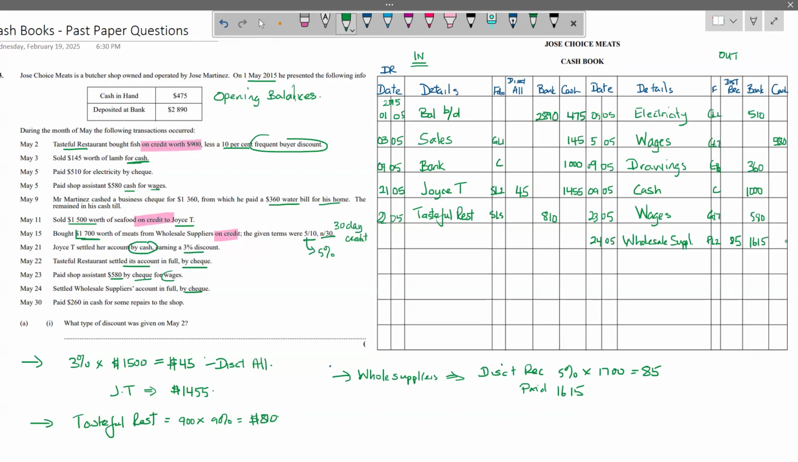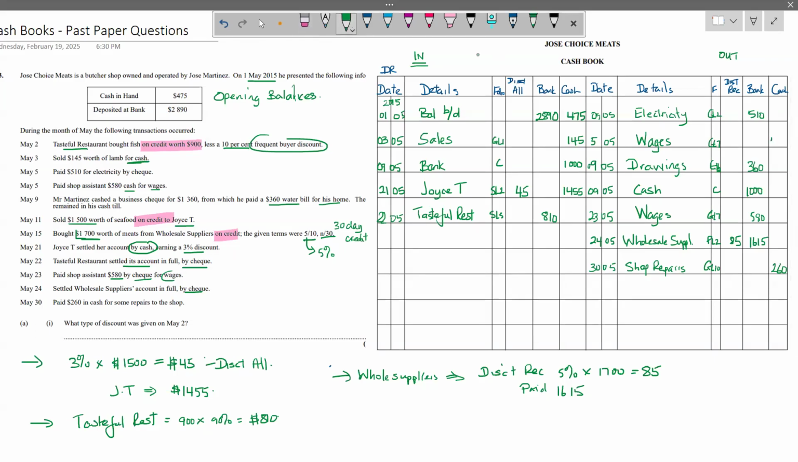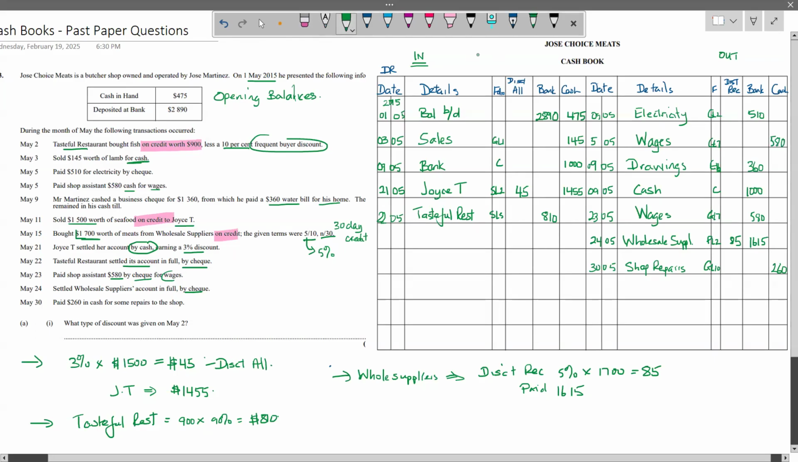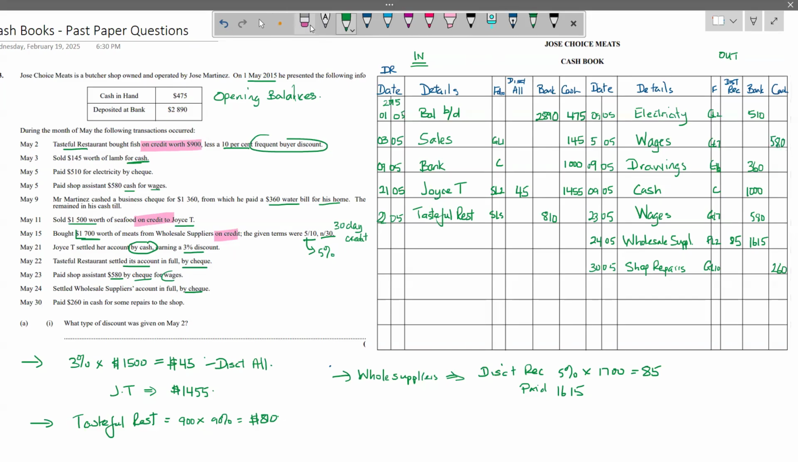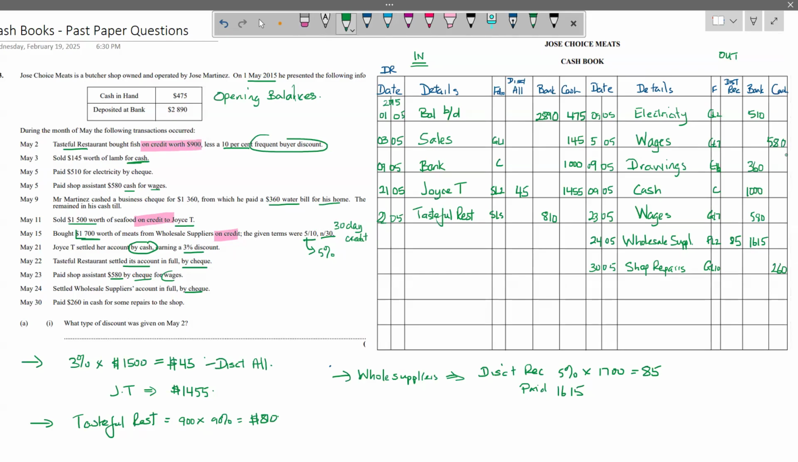Right? On the 30th, we paid $260 in cash for some repairs to the shop. So 30th of May, shop repairs. This would also be a GL account. We paid that in cash, $260. Right? Just want to write this a little better here, 580. We're looking at the total. Now more visible. And that's it.